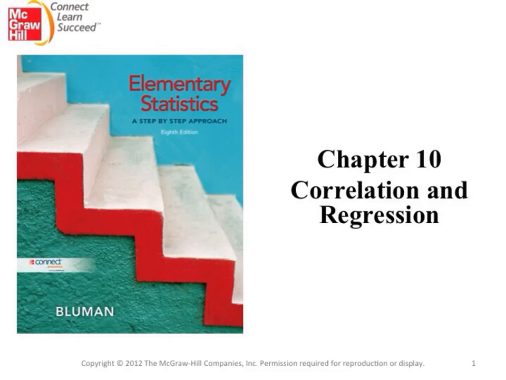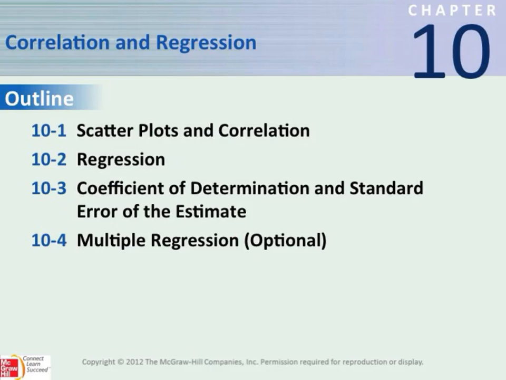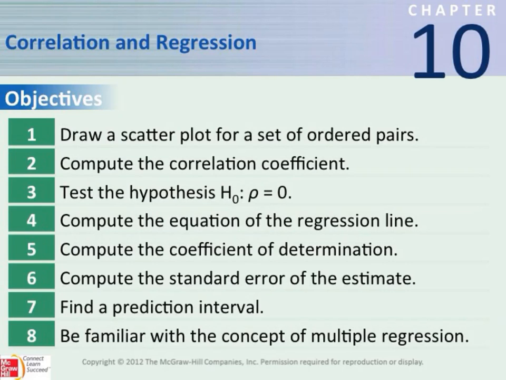Well, we're in Chapter 10, Correlation and Regression, and we're just going to have two of the sections in this chapter. We're going to do scatter plots and correlation and regression. So let's go on. We'll look at drawing a scatter plot for a set of ordered pairs, computing the correlation coefficient, testing a hypothesis, just like we kind of did in Chapter 8, and looking at equations of regression lines.